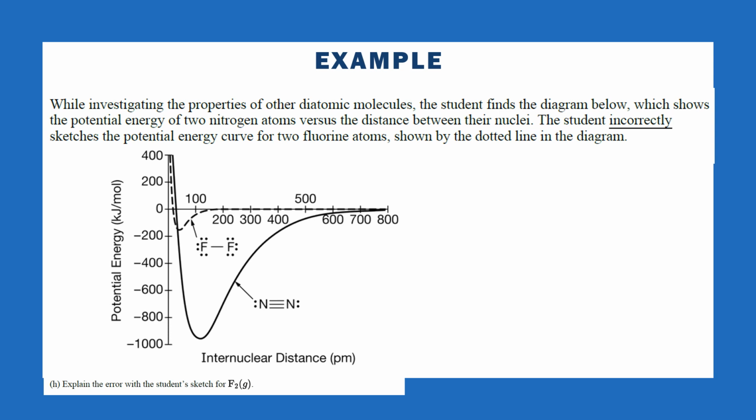So triple bonds are stronger, but also shorter than double or single bonds. So single bonds need to be weaker and longer. So the student understood that the magnitude of the potential energy is much less because it is a weaker bond, but they should have drawn it coming out way over here, because the internuclear distance is going to be much greater because it's a longer bond.